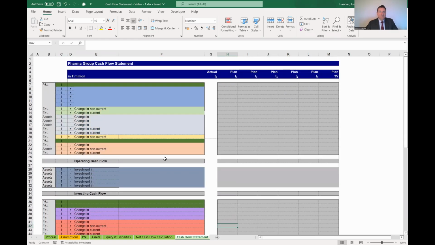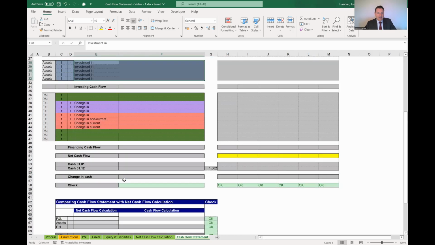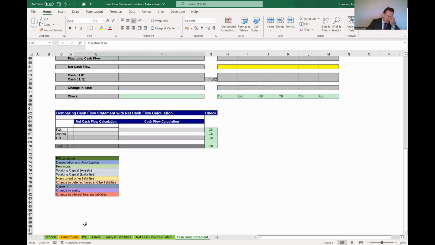The cash flow statement is basically structured like the free cash flow. It starts with the EBIT. Then we are adding the depreciation amortization. We're adding the provisions. We are subtracting the change in net working capital. And then we're adding the CapEx. This basically is almost the free cash flow. So this structure is actually maintained.